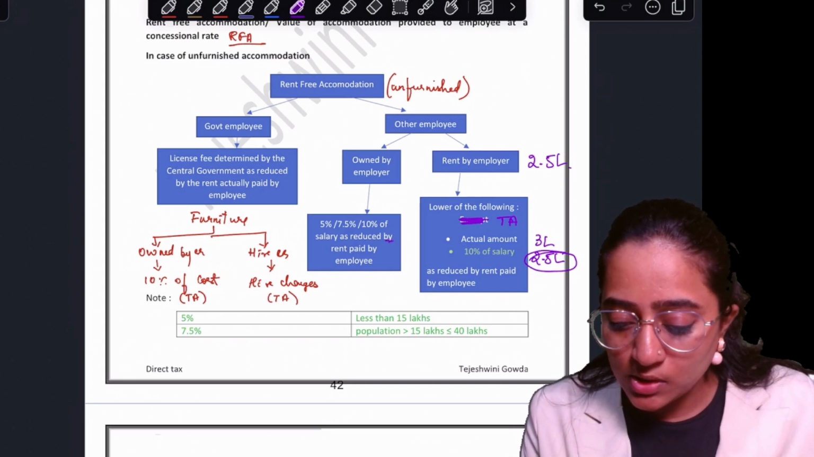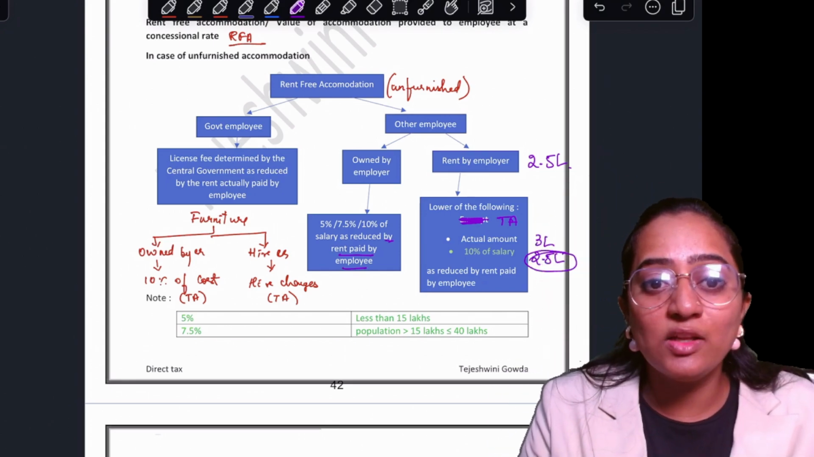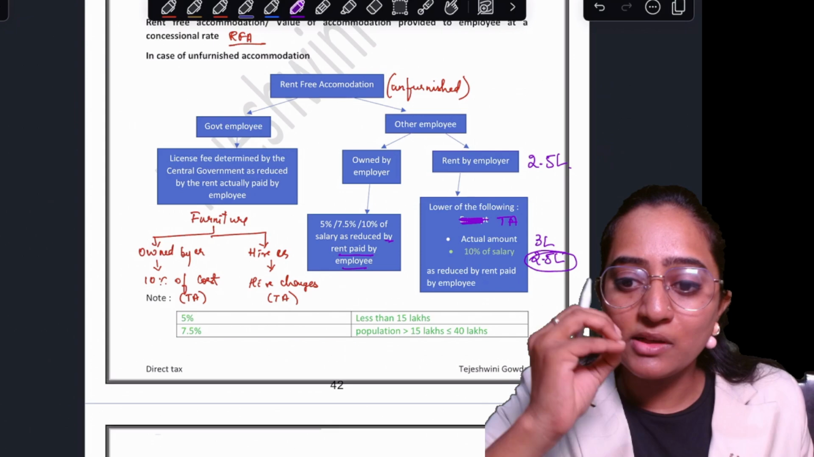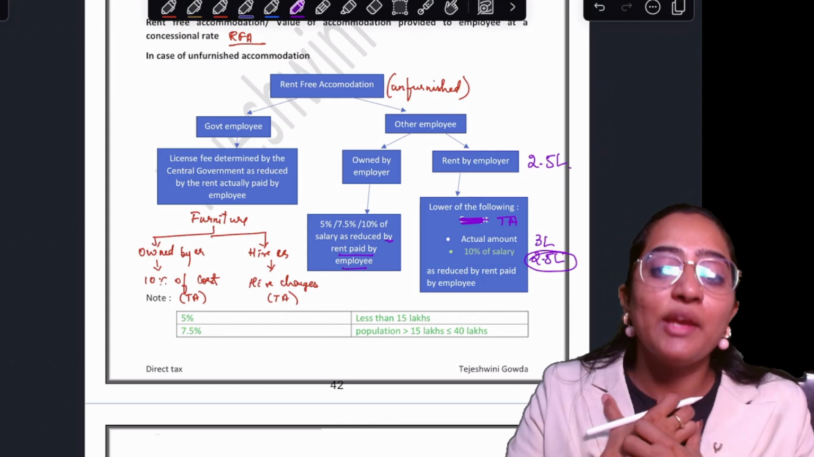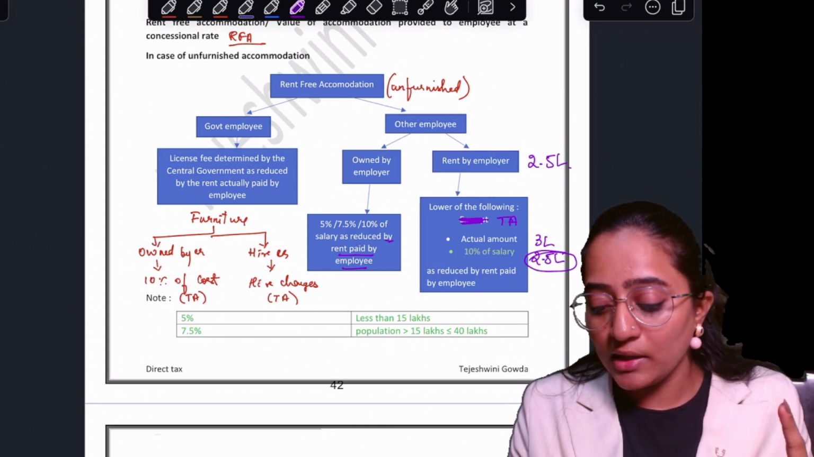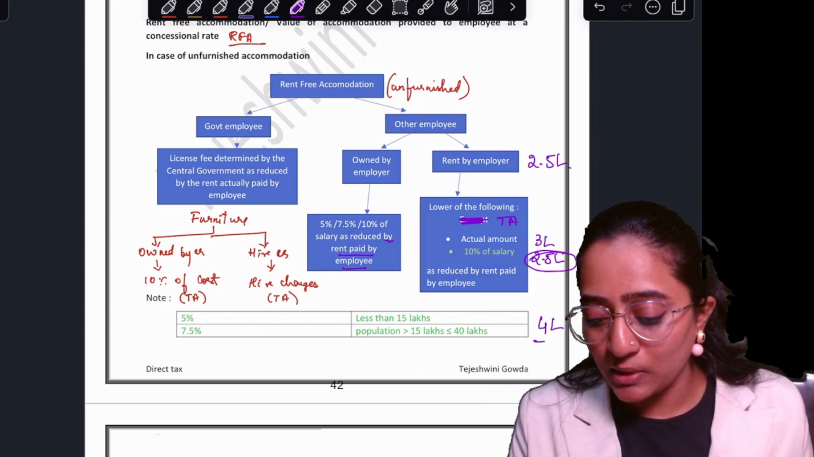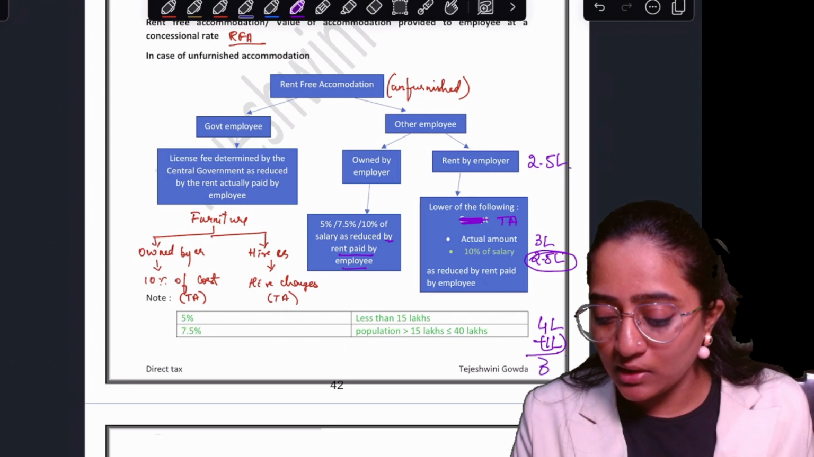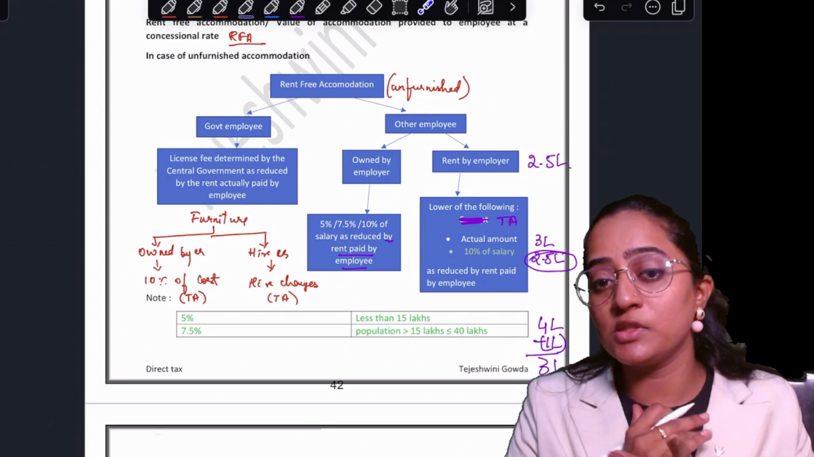Remember, it is as reduced by the rent paid by the employee. First of all, what is meant by perquisite? Perquisite is the benefit which you are getting. Suppose you are getting a benefit of 4 lakh, and you are paying 1 lakh out of your pocket. So what is the net benefit? The net benefit you're getting is 3 lakh, and this 3 lakh is your taxable perquisite for that matter.